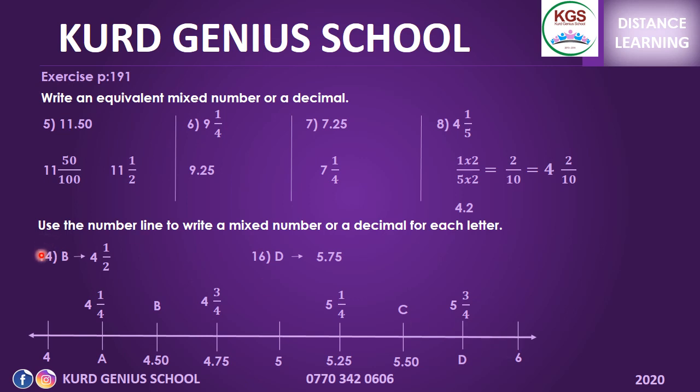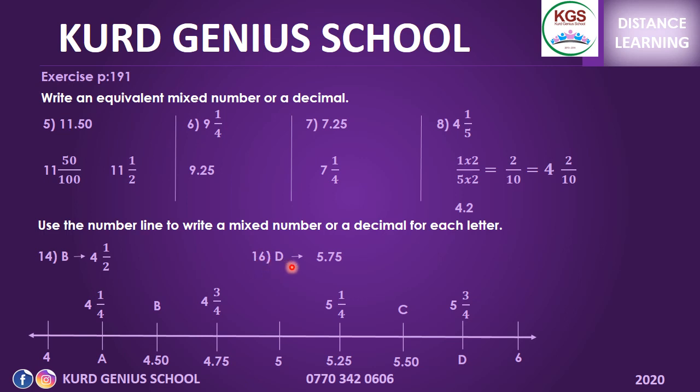Number 14 asks for B. Where's letter B? This is letter B. So what comes after 4 and a quarter? Remember here they are equal. So we said if we have 50 in the fractional form of a decimal, then the fractional form of the mixed number is 1/2 or and a half. So it must be 4.5.